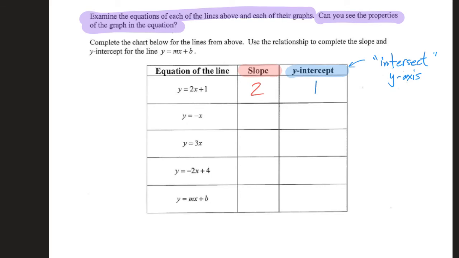Okay, what I want you to do now is to take a look at your graph, and I want you to fill in the next 3 rows. Okay, the next 3 rows. Pause the video now.